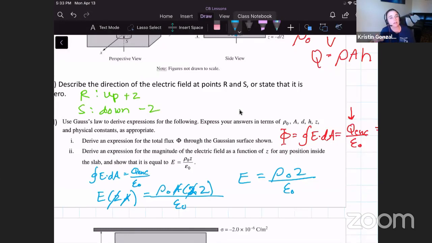Okay, so we start with Gauss's law. What is the shape of your Gaussian surface for that surface area? Do all of the sides have flux? If not, you're only looking at the surface areas that have flux to plug into Gauss's law. And then what is your charge that you're going to enclose?